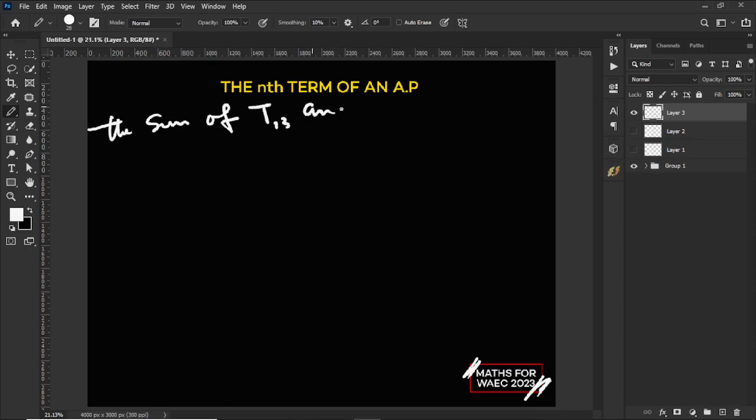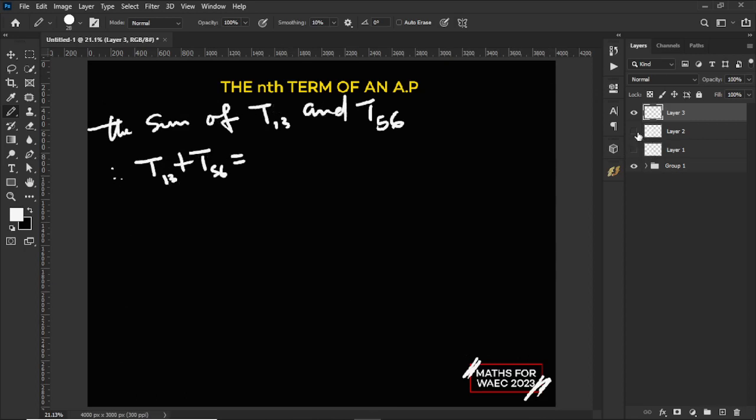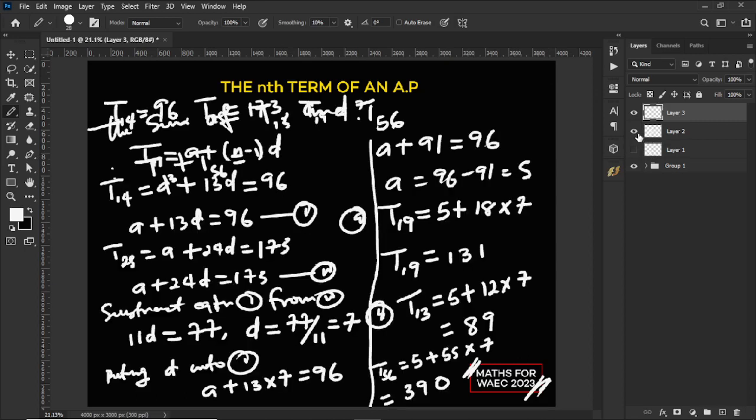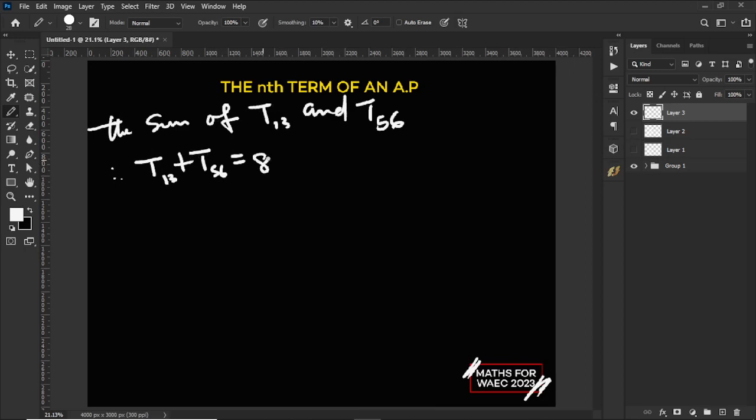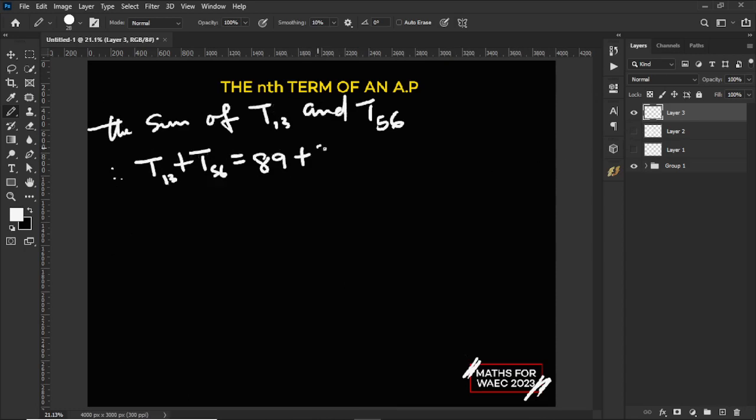The sum of T13 and T56. So we therefore have that T13 plus T56 is equal to, what's our value for T13? 89. Okay, that is 89 plus 390. Plus 290, okay, that is 89 plus 479? 390. 479.